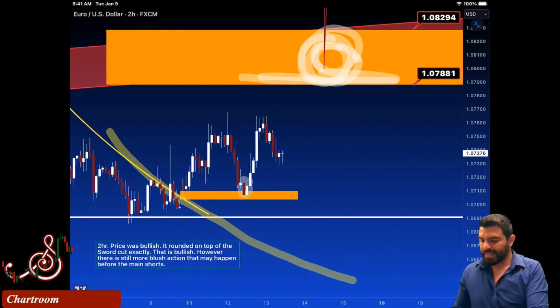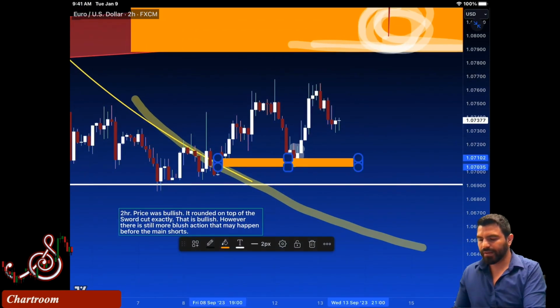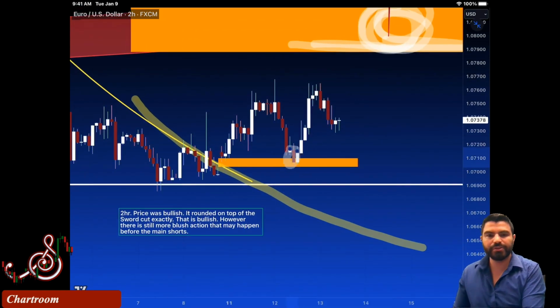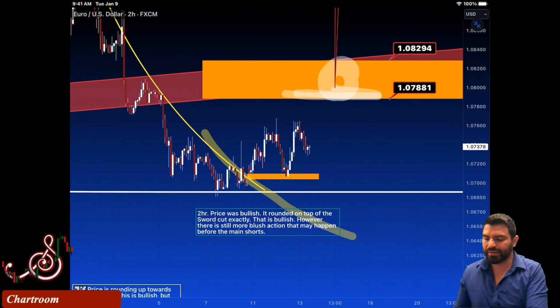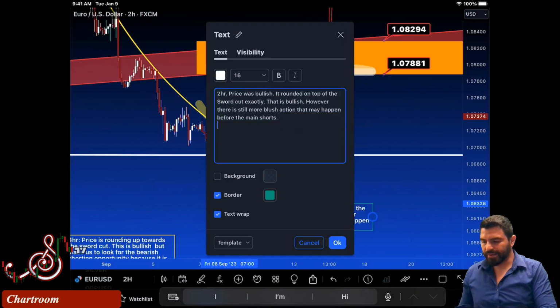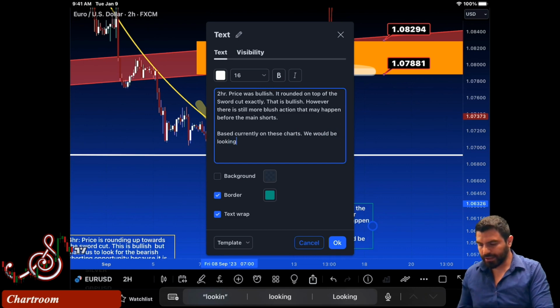Now, look at this bottom. Is there any other things we might want to draw? We bounced here and here. Can anyone see anything else? Otherwise, we can zoom in and maybe we're going to see more. And let's put that in here. Based currently on these charts, we would be looking longer term to go down.